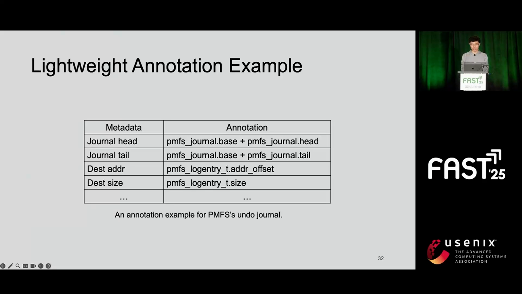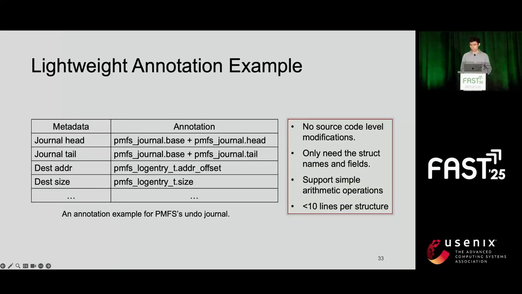Why do we say the annotation is lightweight? Because it doesn't require source code annotation modifications. It just acts as a configuration file. And it only needs the structure name and the field to specify the metadata. It supports simple arithmetic operations and only requires less than 10 lines per structure in our systems.